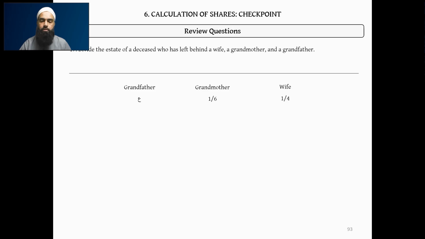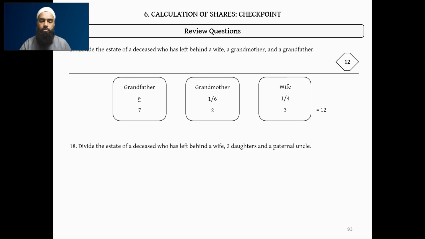So now we've got a quarter from group 1 and 1/6 from group 2. So you use the 4, multiply it by 3, which gets you a divisor of 12. The wife gets a quarter of the 12, which is 3. The grandmother gets 1/6, which is 2. The remaining goes to the grandfather, which is 7. That equals 12, so it's all good.